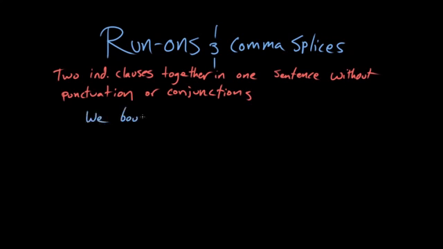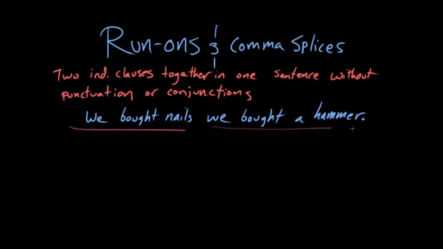We bought nails, we bought a hammer. Yeah, so we can see that this sentence contains two individual independent clauses. Number one, we bought nails. Number two, we bought a hammer. Now, there are a couple of different ways we could make this a legal sentence, but right now, as it stands, this is a run-on, right?